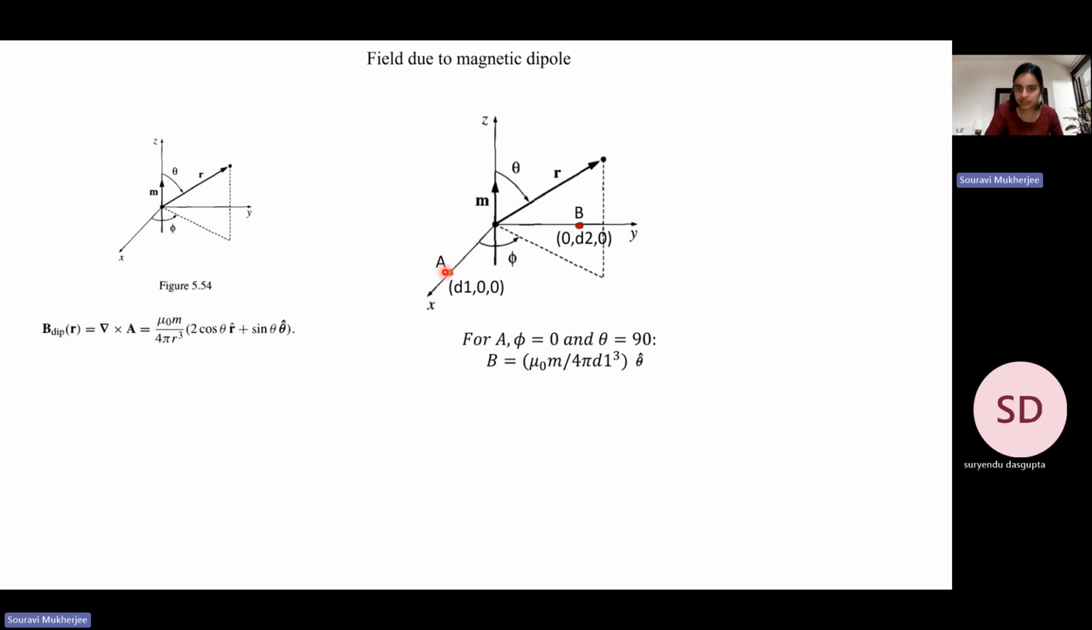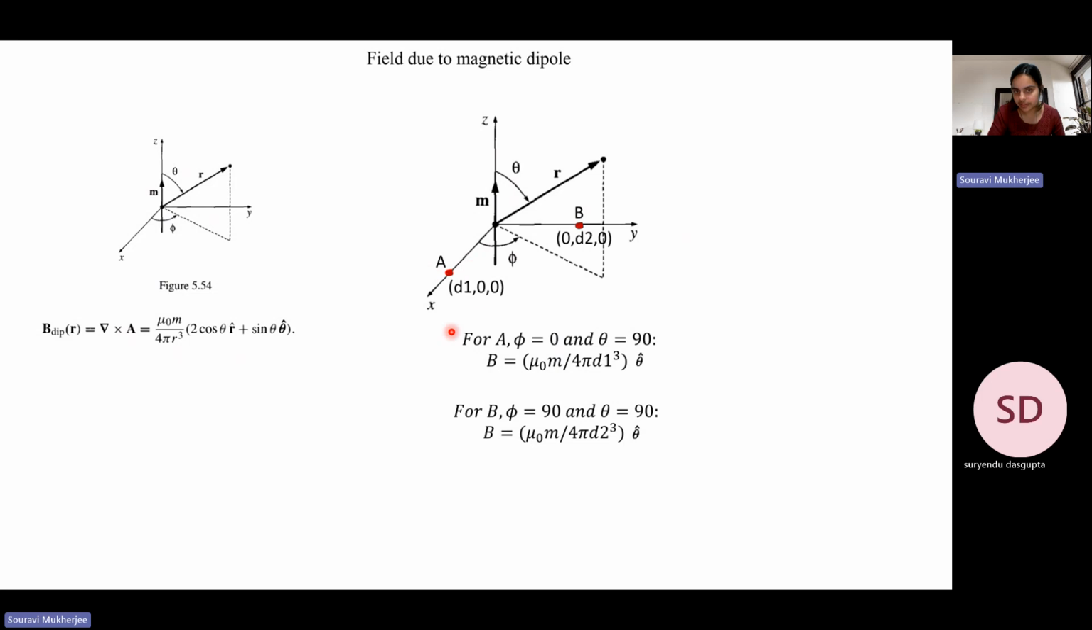Now there can be questions where the field at this point is known, and you have to find the field at some later point. Suppose this is known, so you know D1 and you know the field. You can use this relation to find M. Once you know M, you can use the same M to find the field at some other point. For point B, the phi here will be 90, and theta is also 90. So phi is 90, theta is 90, and this is the expression of magnetic field at point B.